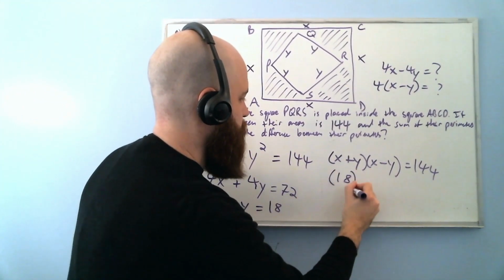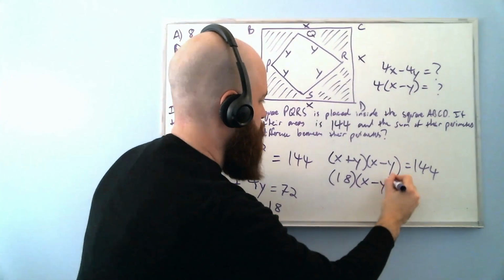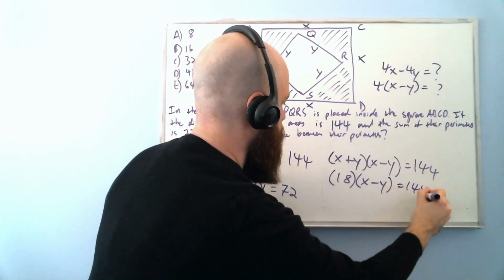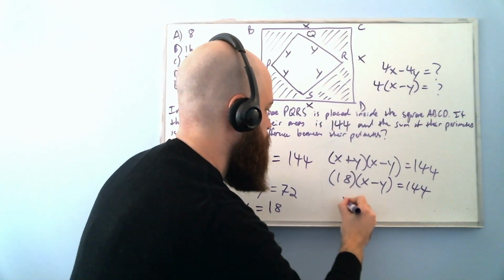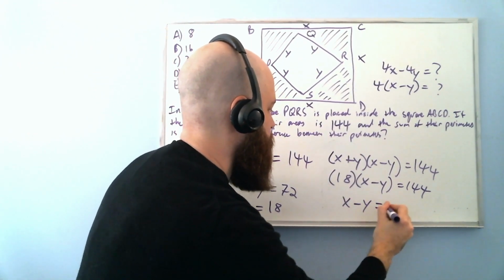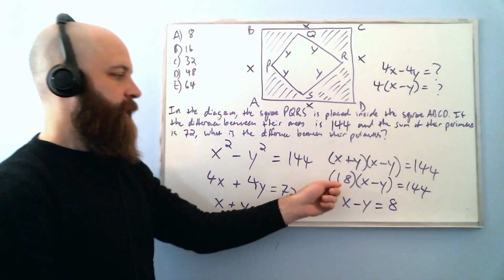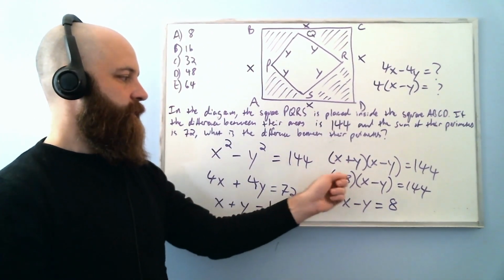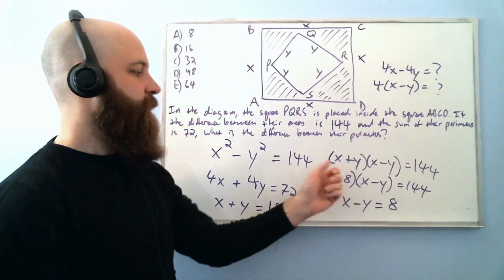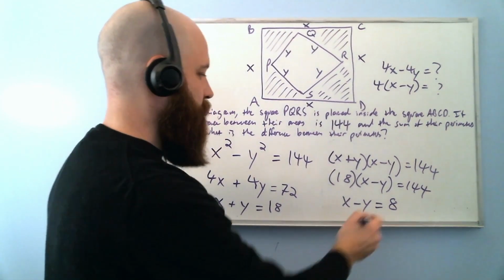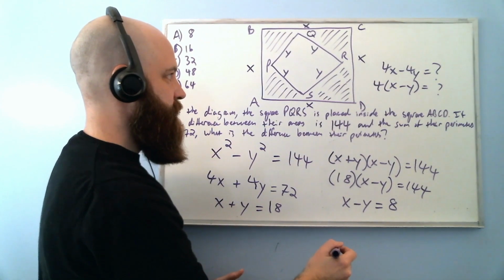x plus y is equal to 18, times x minus y equals 144. Okay, so 144 divided by 18, that would be 8, right? 18 times 8 gives me 80 plus 64, that's 144. Okay, great. So x minus y is 8.